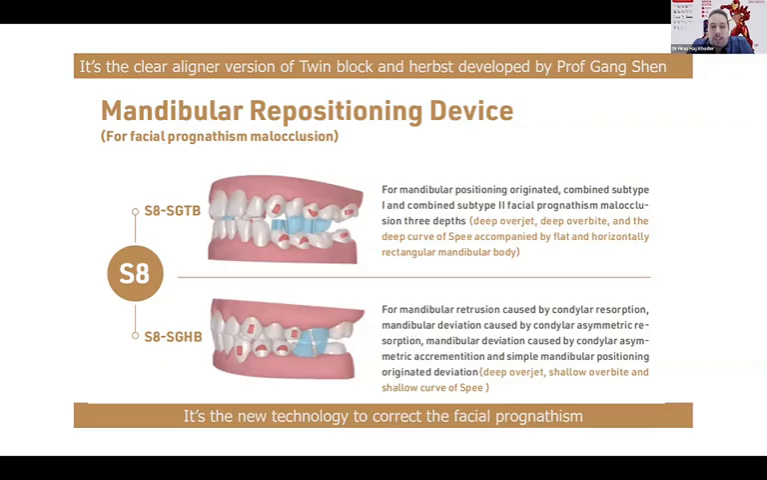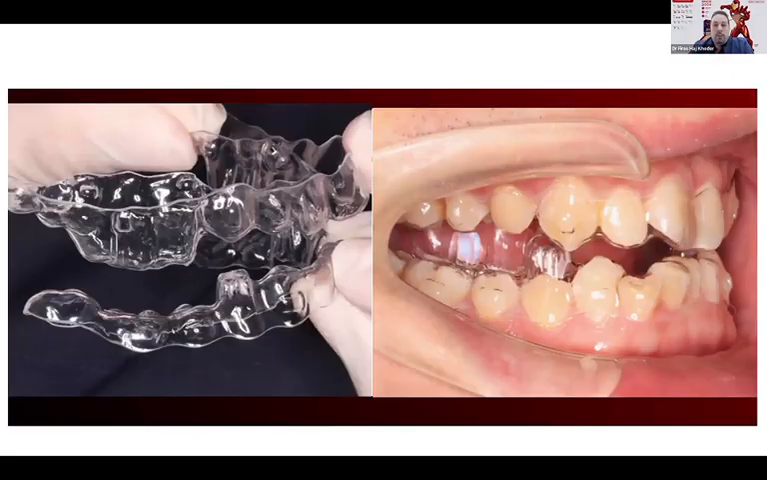And the SGHB is for mandibular retrusion caused by condyle resorption, mandibular deviation caused by condyle asymmetric resorption, and simple mandibular positioning originated deviation. It's basically the new technology to correct facial prognathism. So this is how it looks in vitro and in vivo. We can see how the appliance looks, the blocks, and how it's sitting in the mouth.